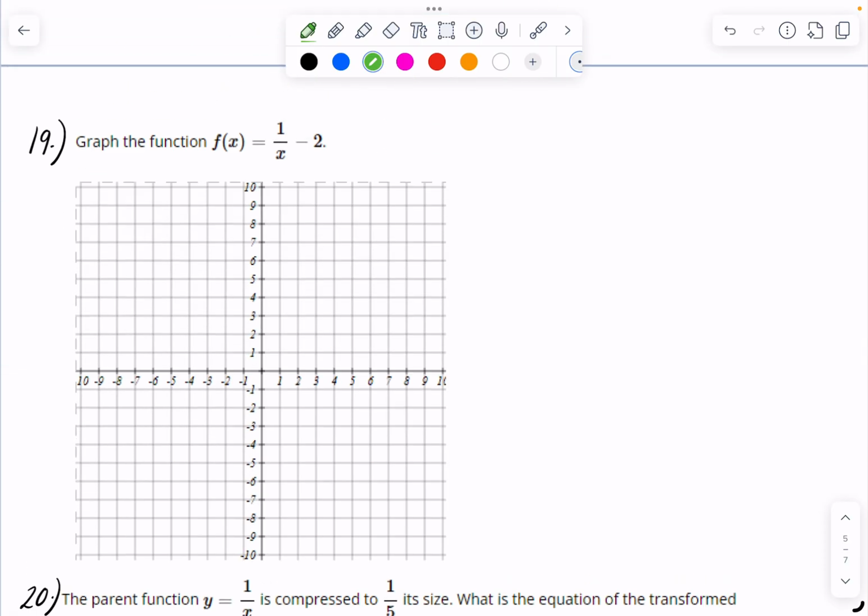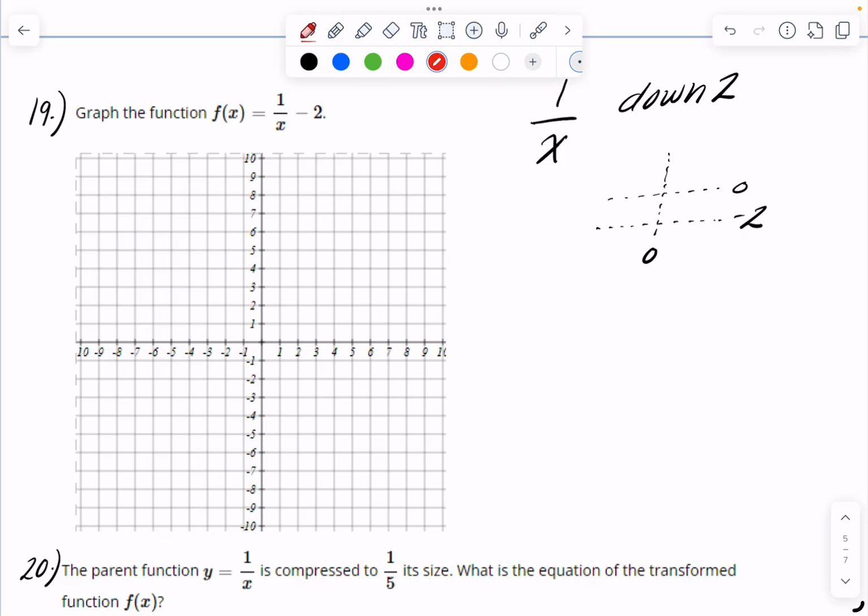So it was 1 over x. 1 over x was shifted down 2. So it has a vertical asymptote at 0 normally and a horizontal asymptote at 0. If we go down 2, it's now at negative 2. So our vertical asymptote is still at 0. But now our horizontal asymptote is down at negative 2.